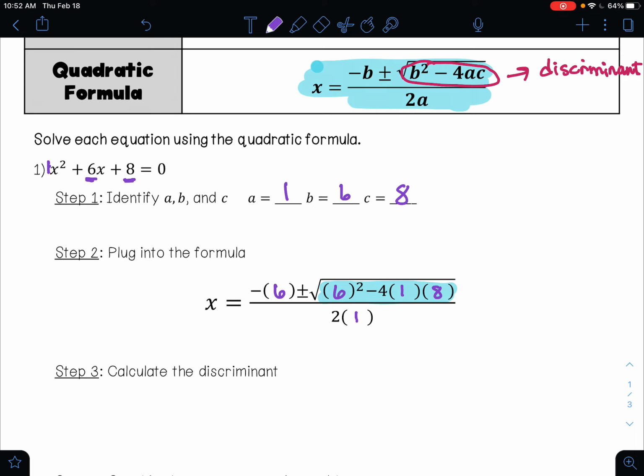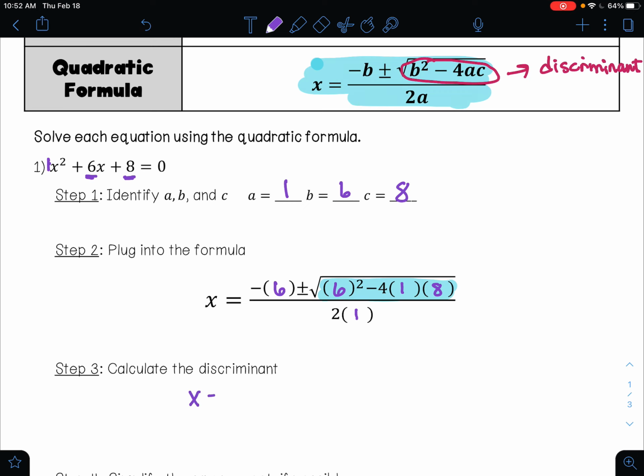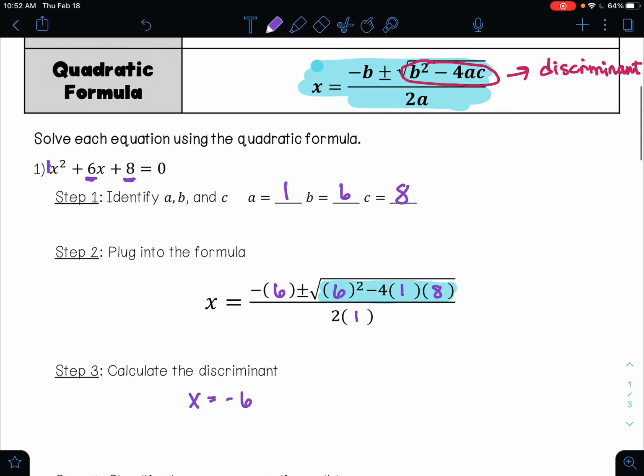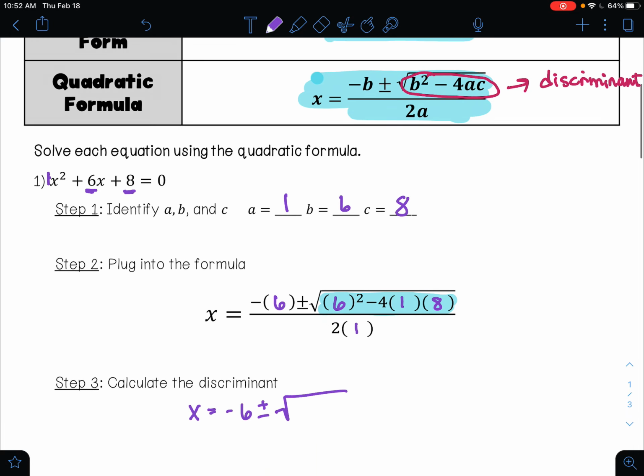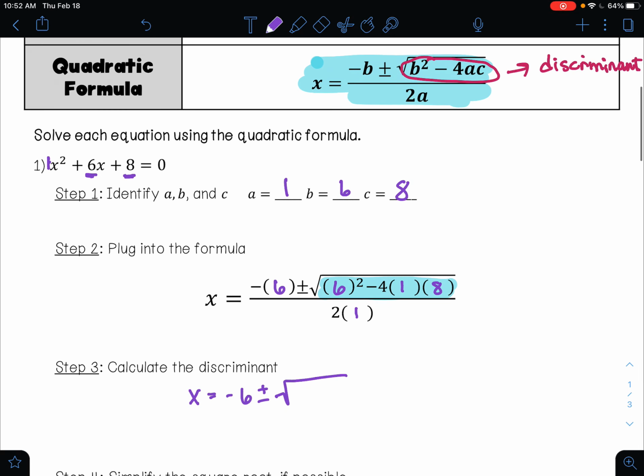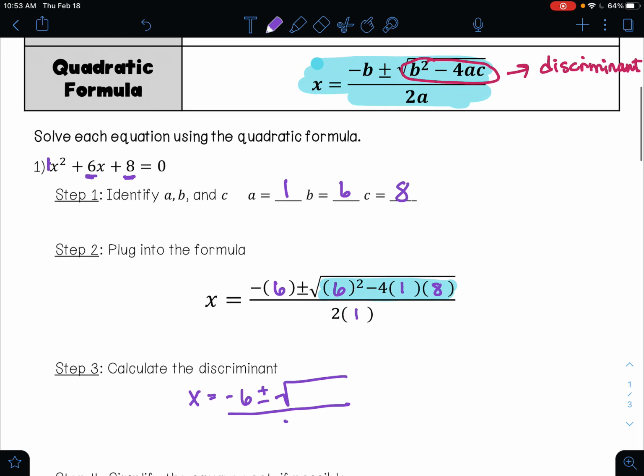So I'm going to go ahead and rewrite this. So I'll have x equals negative 6 plus or minus the square root. And then I'm going to calculate that discriminant here in a second. And then 2 times 1 is 2. So I'm going to go ahead and calculate that discriminant, that number that is underneath the square root symbol. Let's see what we get.